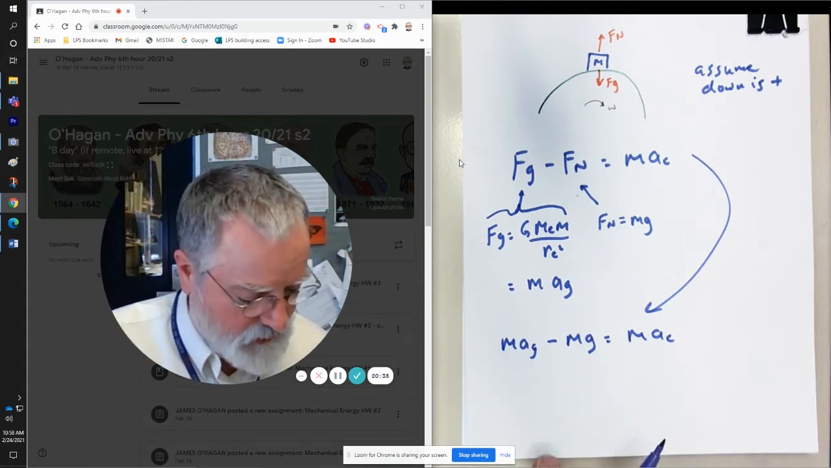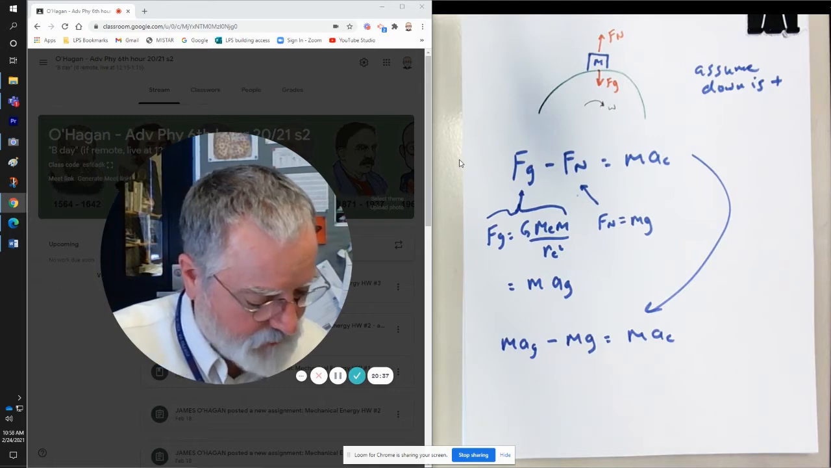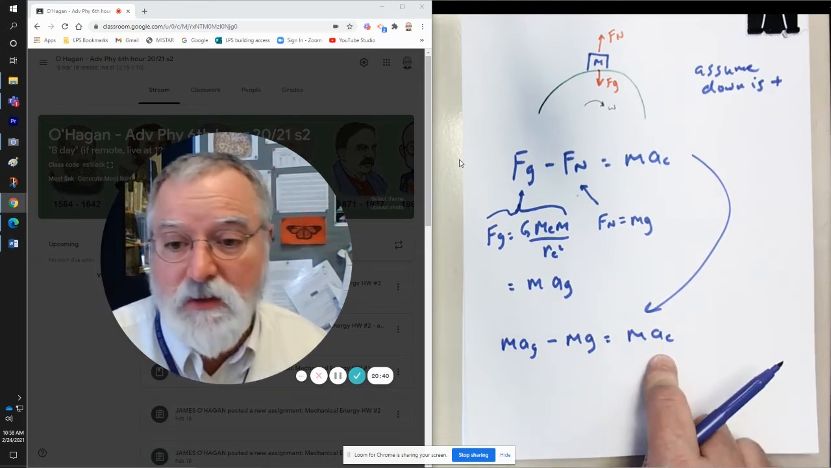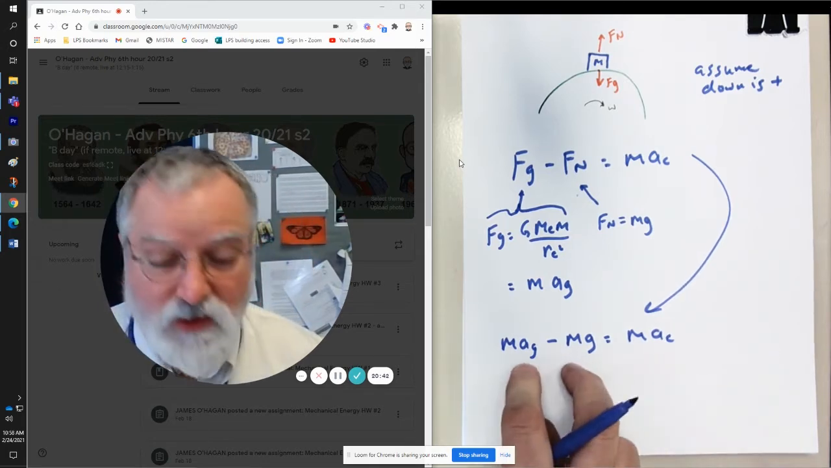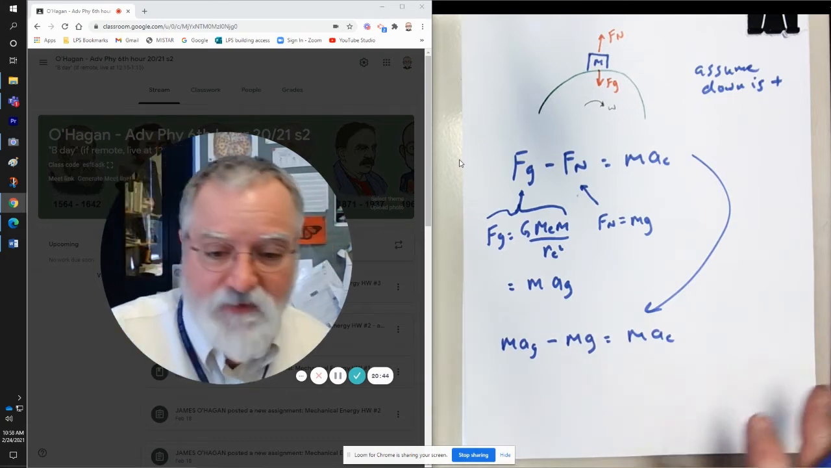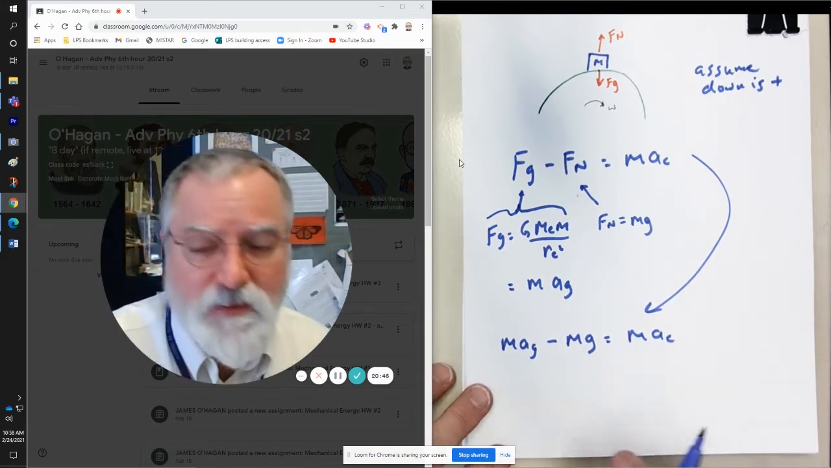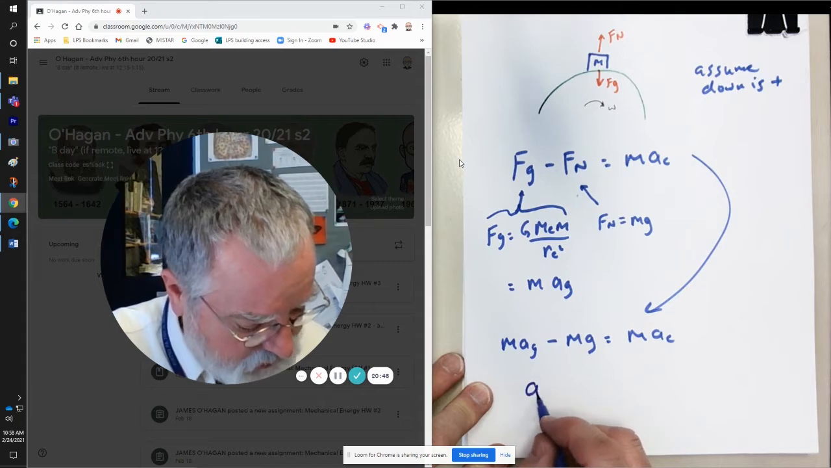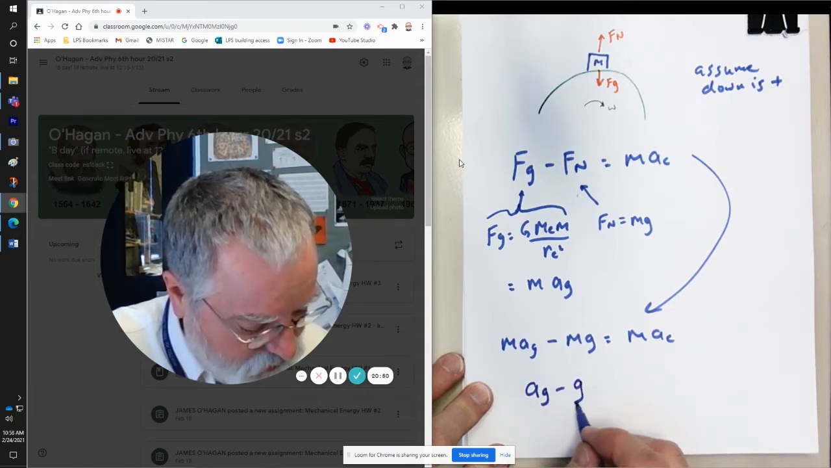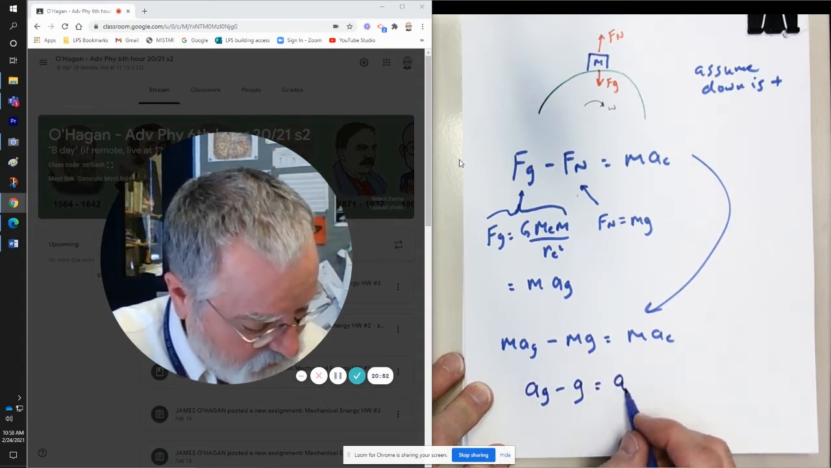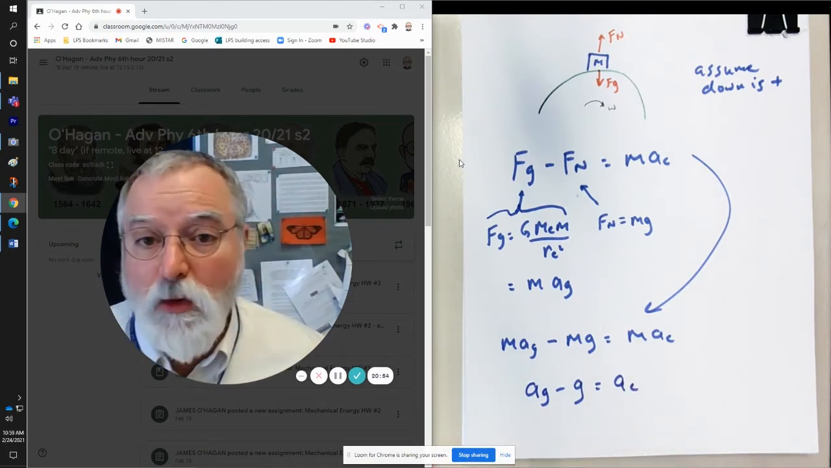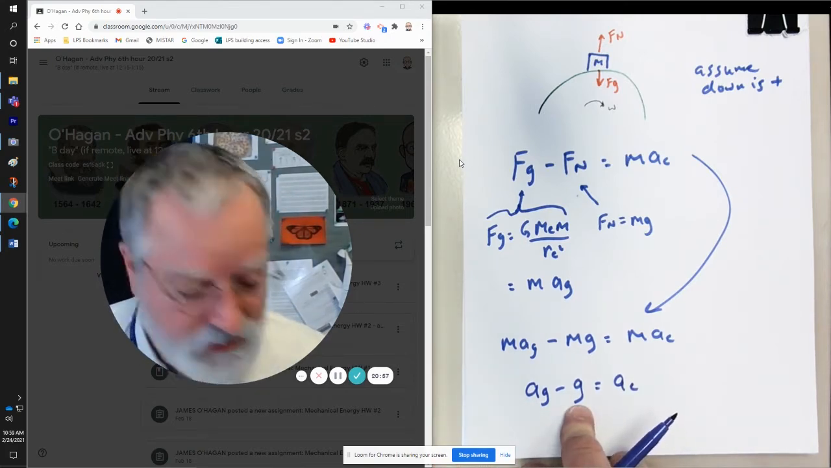All right. So, of course, we've established those two are not the same, and it's not going to be a big centripetal acceleration. These numbers are really close. I'm going to factor out the masses. So, acceleration due to gravity minus g is going to equal the centripetal acceleration. And remember, the whole point is we're trying to calculate what g is.